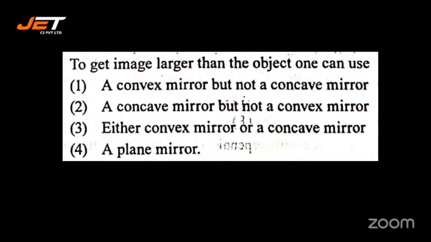For the cases we have studied, for the syllabus at this 10th level, when the object is in front of a convex mirror, the image is always minified, diminished. Direct, virtual and diminished. Magnified is possible only with a concave mirror.